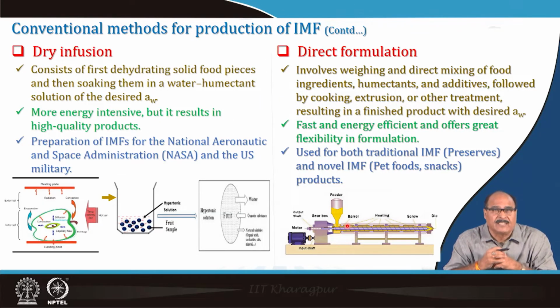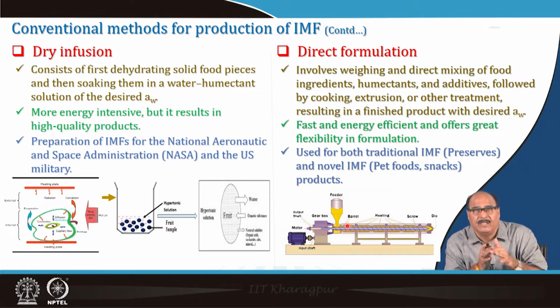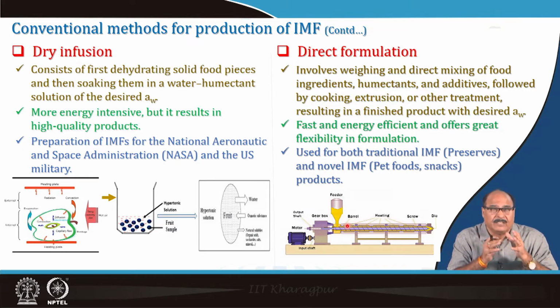Dry infusion consists of first dehydrating solid food pieces and then soaking them in a water humectant solution of the desired water activity. It is more energy intensive, but it results in high quality products, and it is used for preparation of IMFs for NASA and the US military.